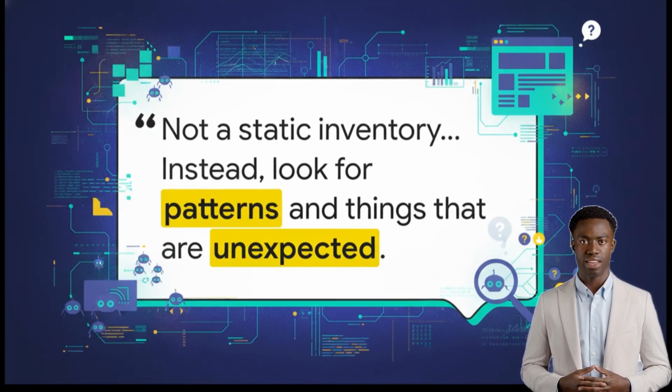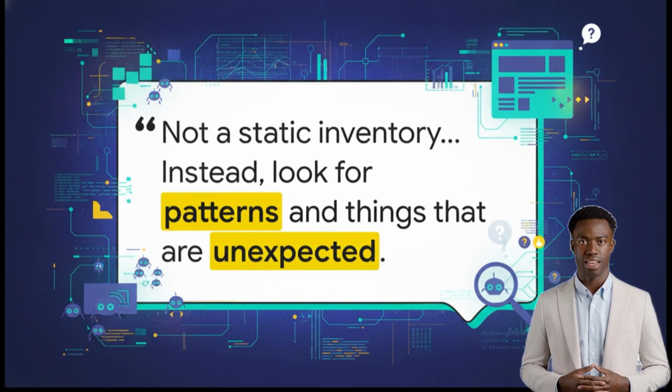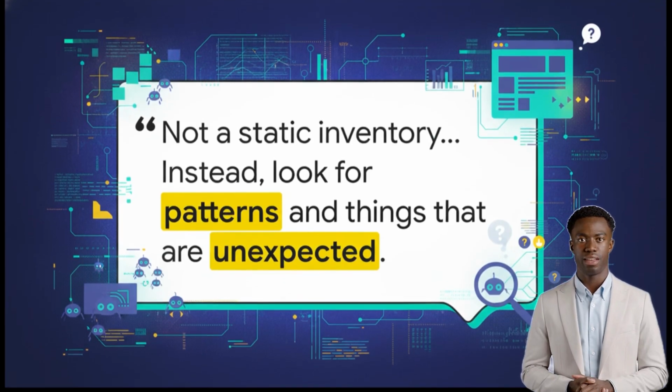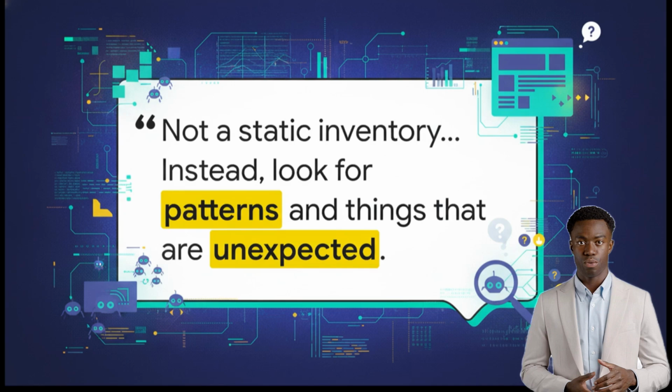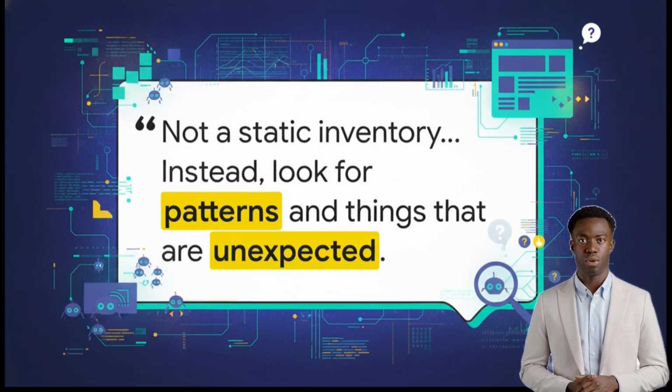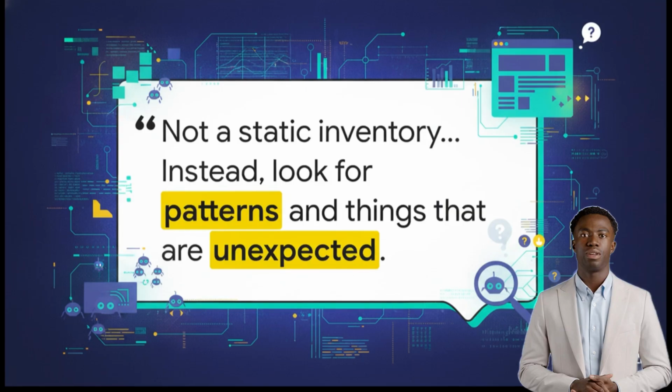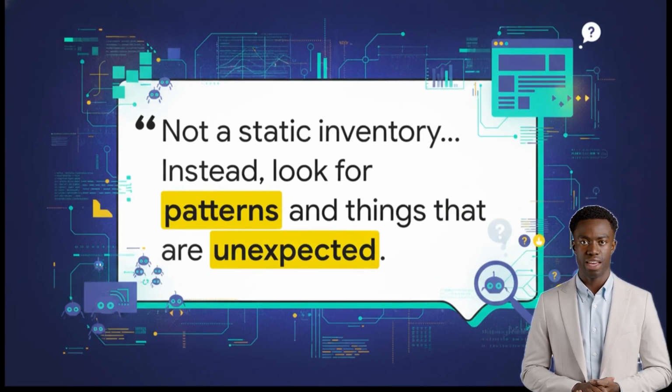They've explicitly said they wish people wouldn't look at it as a static inventory. Instead, it's great to look for patterns and things that are completely unexpected. Basically, Google wants you to ask yourself a very simple question. Is the site doing what I actually expect it to do? Or is it throwing a pattern at me that I didn't plan for?